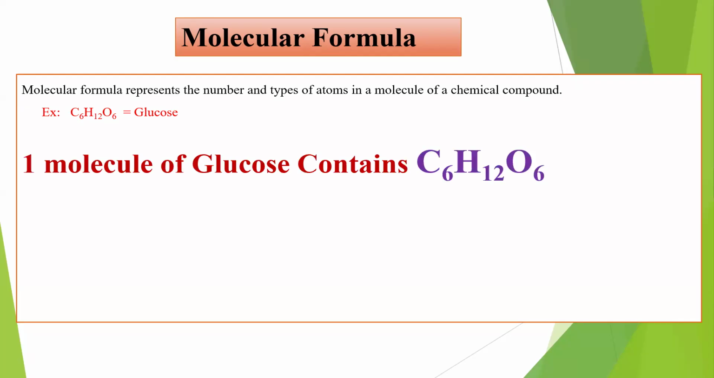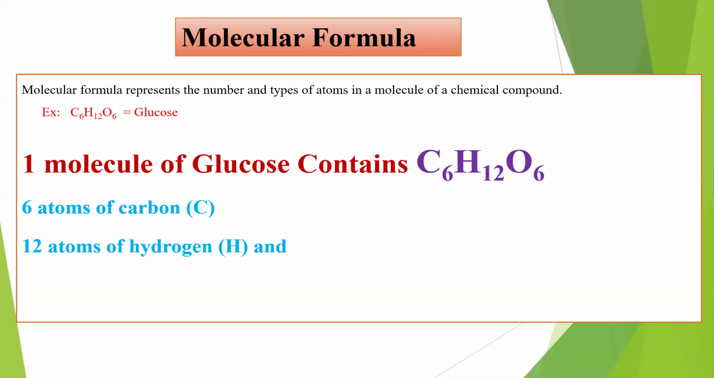It contains 6 carbon atoms, 12 hydrogen atoms, then 6 oxygen atoms. This we can call the molecular formula. One molecule of glucose contains 6 carbon atoms, 12 hydrogen atoms, and 6 oxygen atoms. Then what is empirical formula?